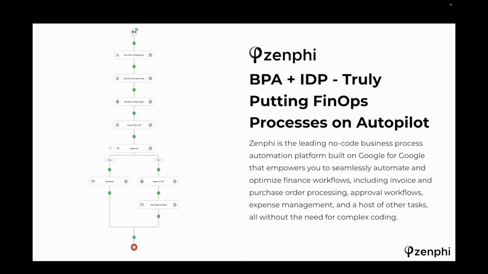And for those of you who are new to Zenphi, it's a no-code business process automation platform built specifically for Google Workspace. And Zenphi offers an ultimate solution that combines the power of no-code business process automation and intelligent document processing. And this combination isn't just about automating individual tasks, it's about orchestrating entire processes seamlessly end-to-end.